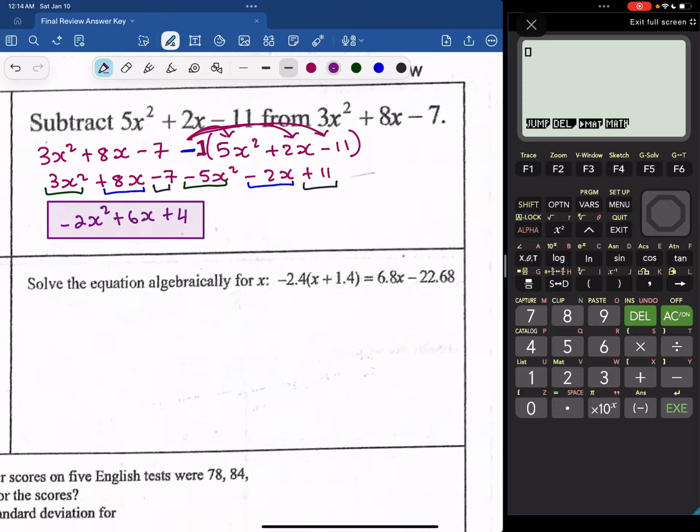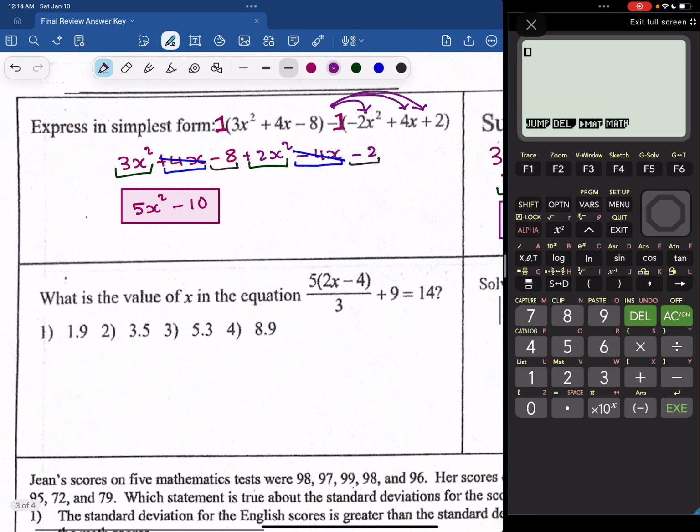All right, cool. Our next question, what is the value of x in the equation 5 times (2x minus 4) over 3 plus 9 is equal to 14? So there are a couple of ways that we could do this question. First, the easiest way, since this is a multiple choice, would just be to substitute the answer choices for x into the equation using your calculator to see which one of the values would give you 14. The second way is to use the solver on the calculator.